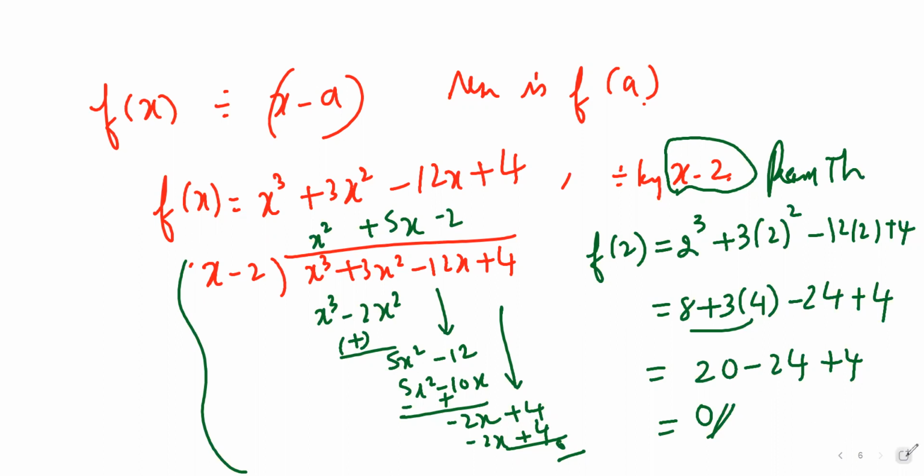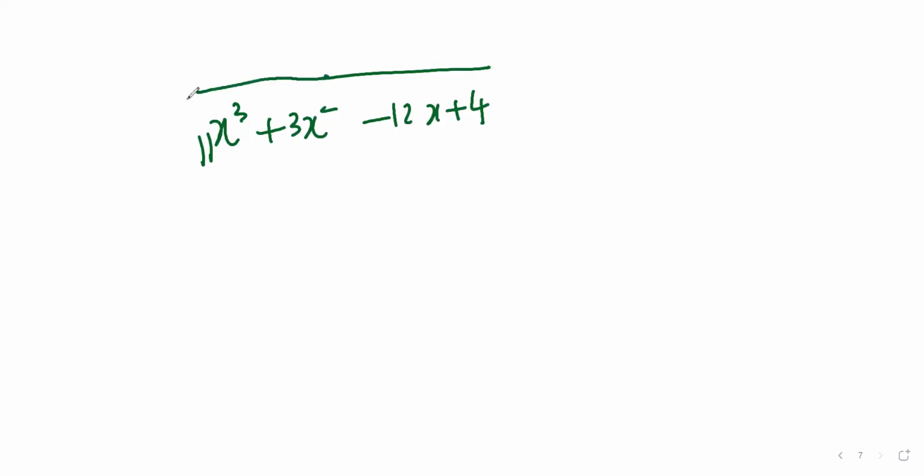Now what have I done? Just going back to this: x cube plus 3x square minus 12x plus 4. I am dividing it by x minus 2. And I got this polynomial on top. We did the long division in the previous page, right? X square plus 5x minus 2.